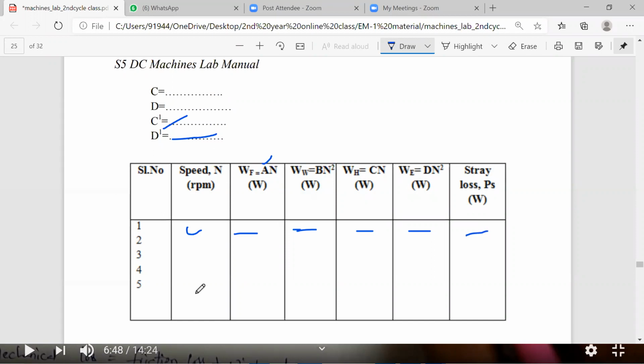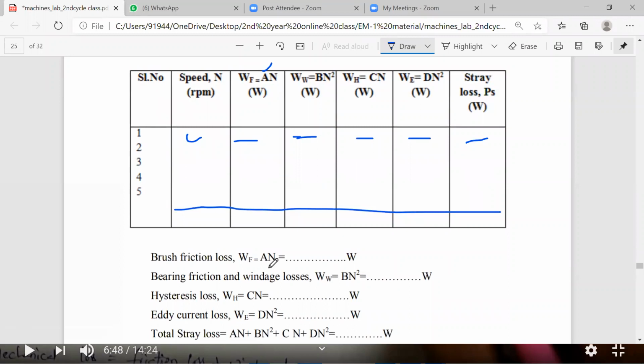In this manner, we take 4 readings and the average is calculated, and therefore the losses are separated. So that loss is measured here. In this manner, losses are separated by conducting the test. We have a total of 4 types of losses: frictional losses at brushes, frictional losses at bearings and windage losses, hysteresis losses, and eddy current loss. These 4 losses are separated by conducting this test. So this is all about separation of losses in a DC motor.